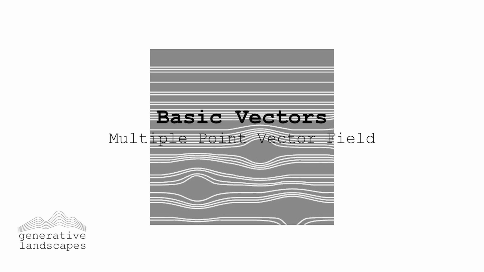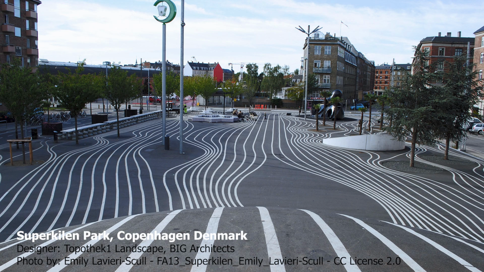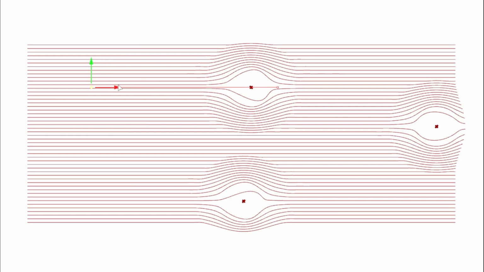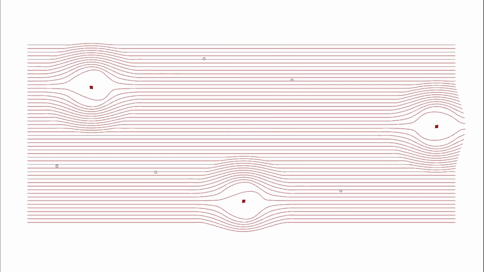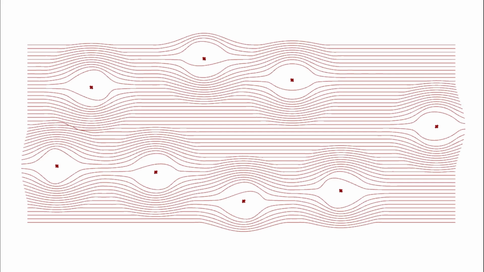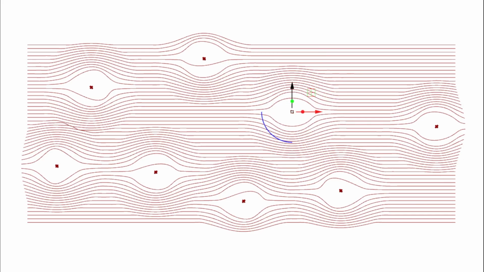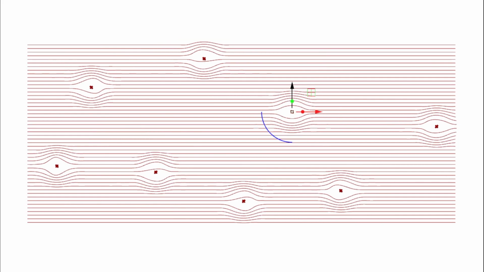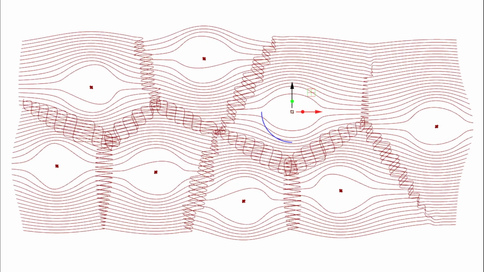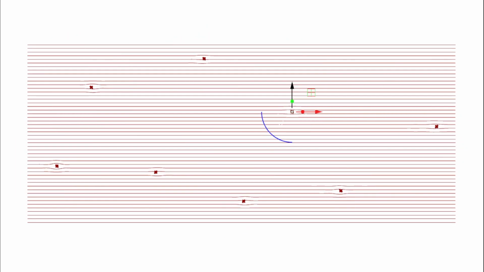Welcome to this Grasshopper tutorial about basic vectors, where we'll be setting up a multi-point vector field to shape a series of striped lines. Inspired by Topotek 1 and BIG's Superkilen Park in Copenhagen, Denmark, in this video we will be using Rhino and Grasshopper to create a field of linear striped geometry, which distorts itself based upon each stripe's relationship to several customizable distortion points.